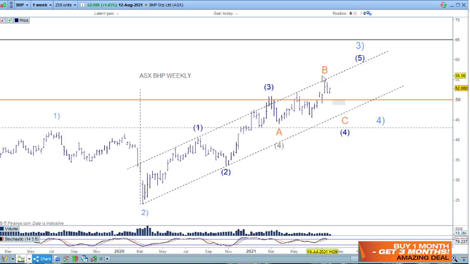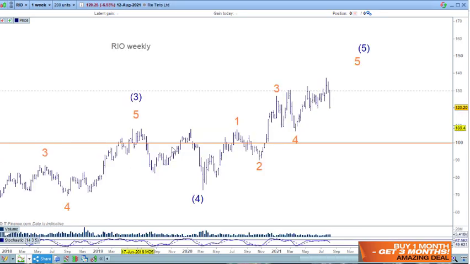Or we've got a B wave up here with an A wave, a B wave and a C wave as an expanded flat, and then we're going to drop from this point. We did see Rio drop yesterday as well, so I need to spend some more time on this. This is the weekly for Rio here.